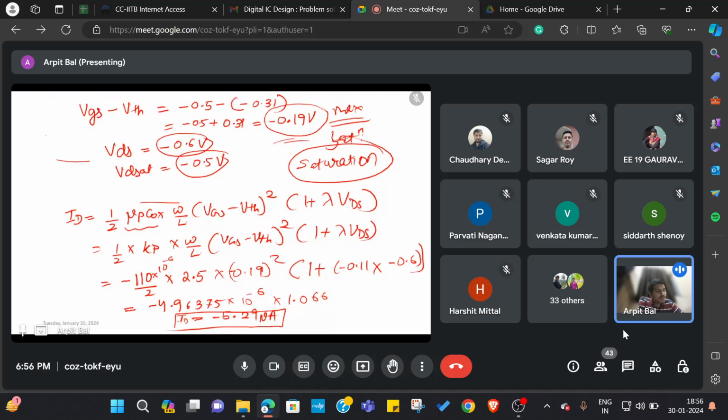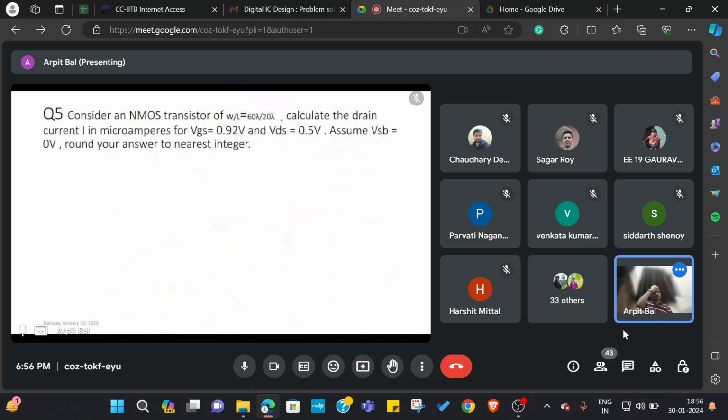Meanwhile, we will try to solve the next question. In the next question, it is given to us to consider an NMOS transistor of W by L equal to 60 lambda by 20 lambda. Calculate the drain current ID, in microamperes, for VGS equal to 0.92 volt and VDS equal to 0.5 volt. Assume VSB is equal to 0 and round your answer to the nearest integer.